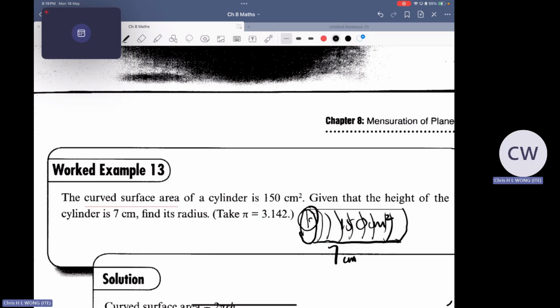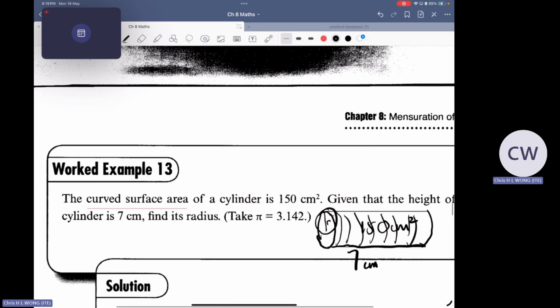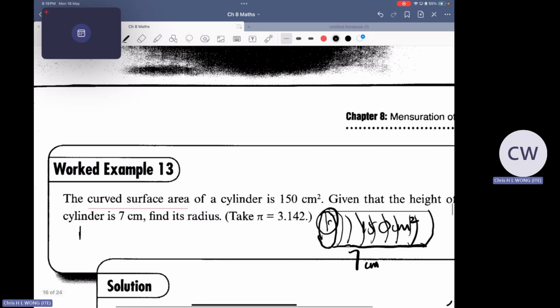Use the formula. If I want to find the surface area of the cylinder, just the curved surface without the top and the bottom, it is only 2 pi r h. So area of surface of cylinder equals 2 pi r h.